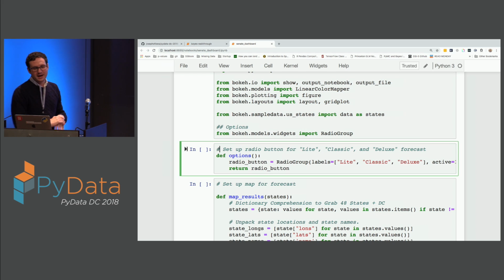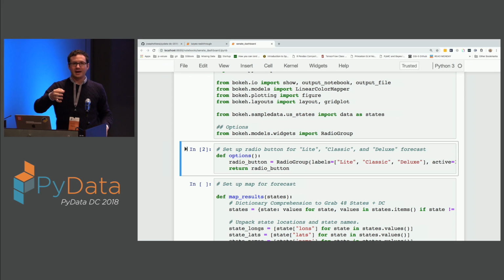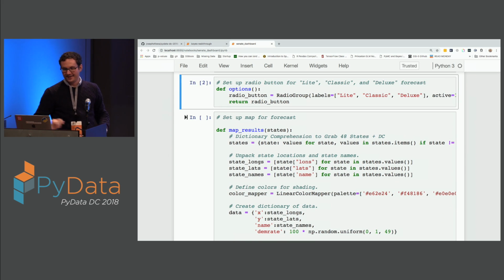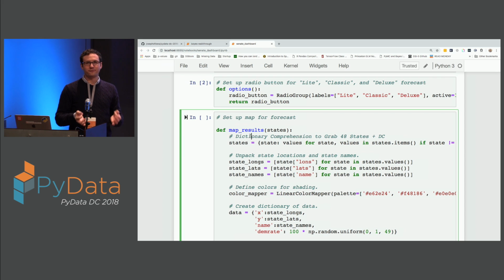The function that we've got here is going to set up a radio button to say, do we want the light, do we want the classic, do we want the deluxe forecast? So, acknowledging this up front, this button is there for show and will not actually change results. However, we can then set up our map for our forecast, and we can use Bokeh to do this.